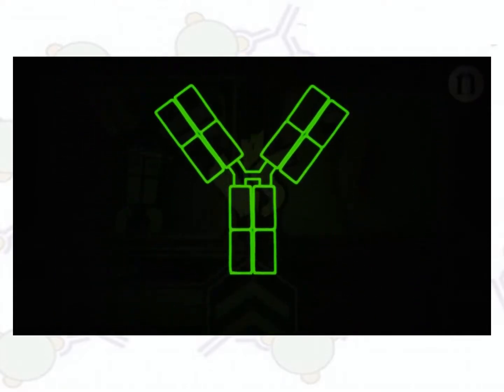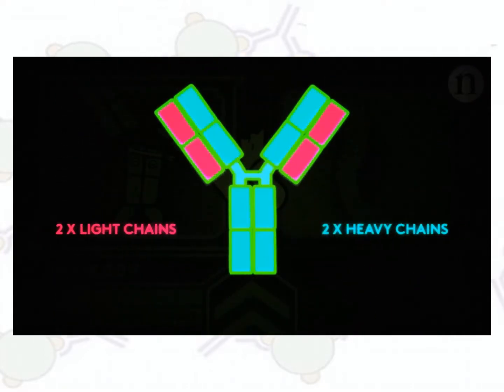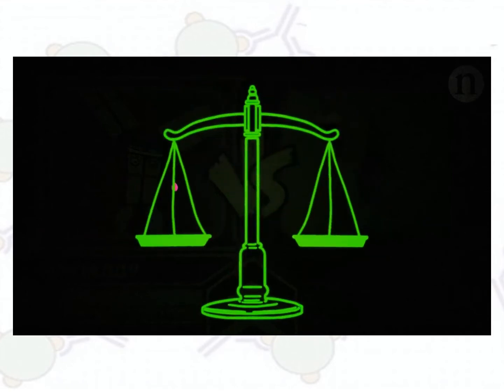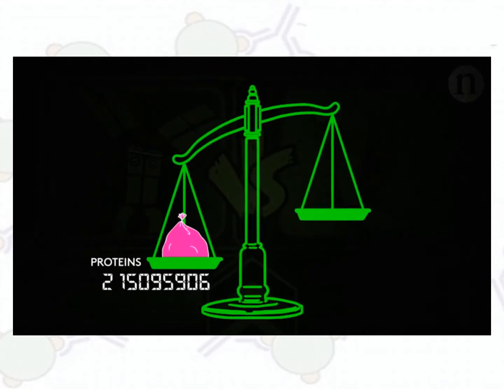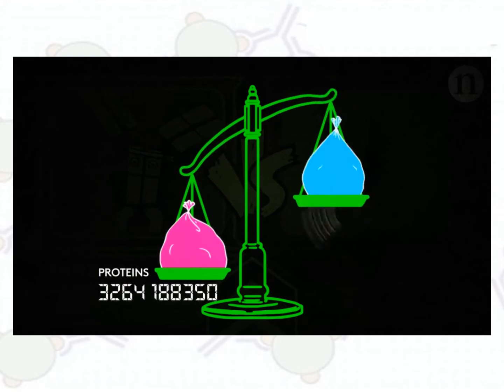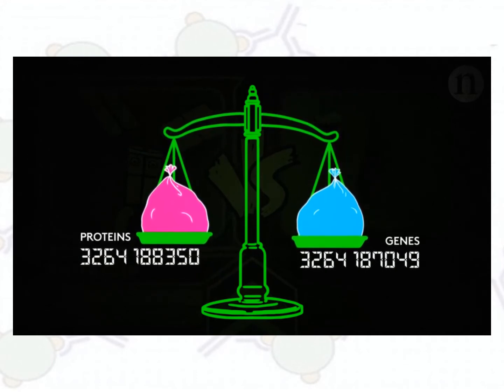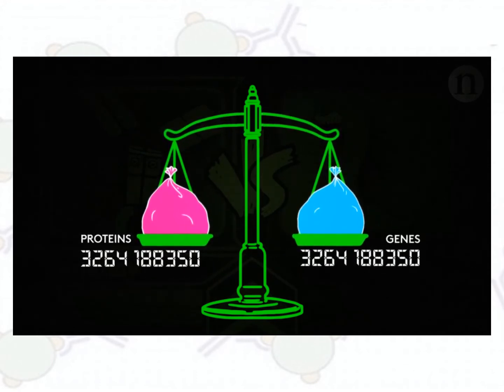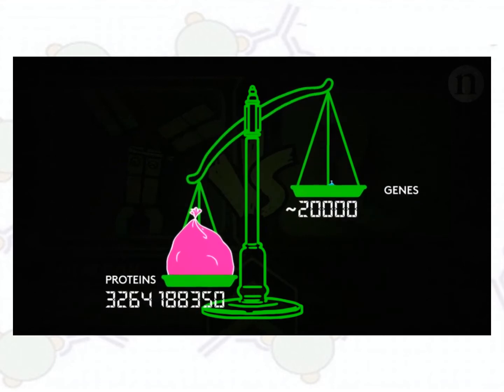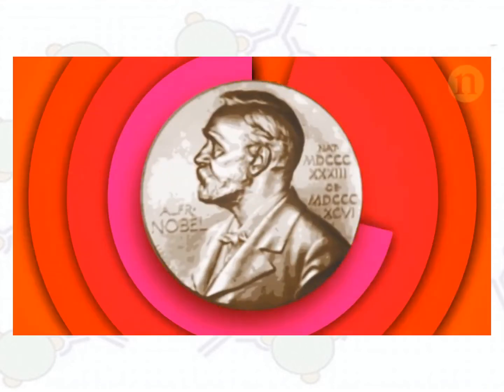But these antibodies, made from 2 light chains and 2 heavy chains, are proteins. And billions of different proteins should need billions of genes to make them. Humans have around 20,000 genes. The solution to this problem was a Nobel Prize-winning discovery.